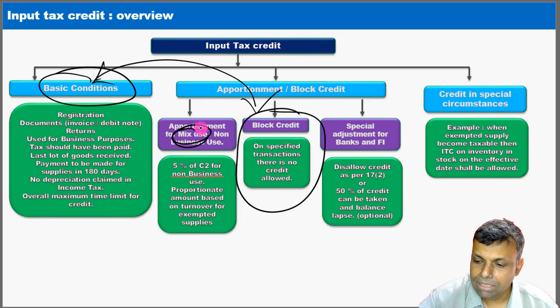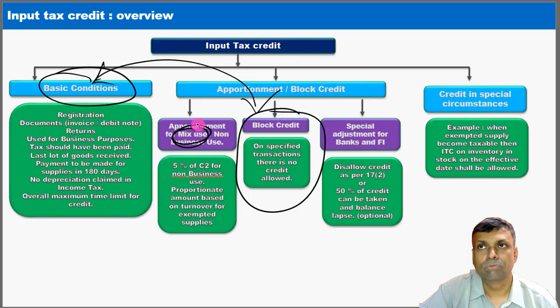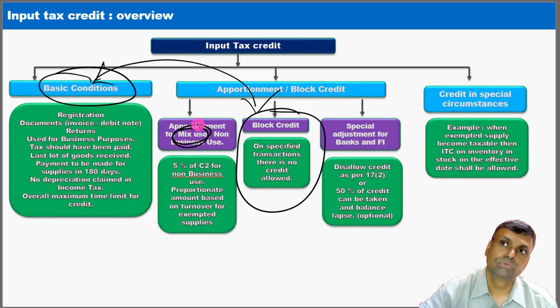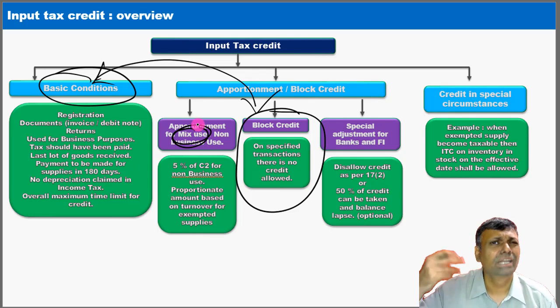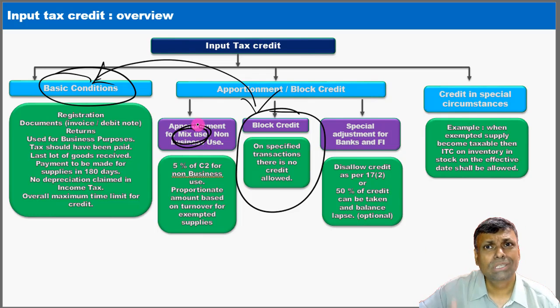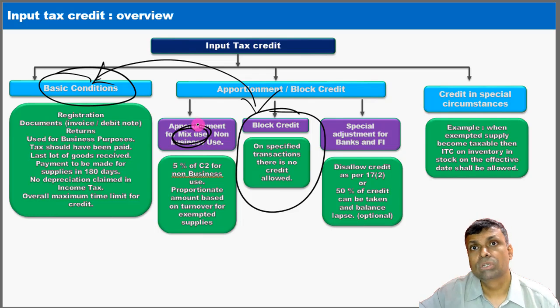Then if there is any mixed use of the goods, for example, some of the goods are used for taxable output and exempted outputs also. So if there is a mixed use of goods or maybe even capital goods, then there is some sort of apportionment, some sort of disallowance of the credit, some proportionate calculations, etc., which is required to be done. That is your adjustment only when you have a mixed activity. That means your output is taxable also, exempt also.